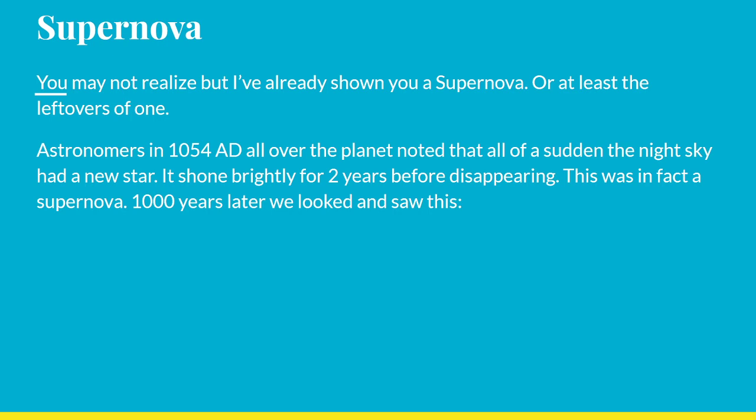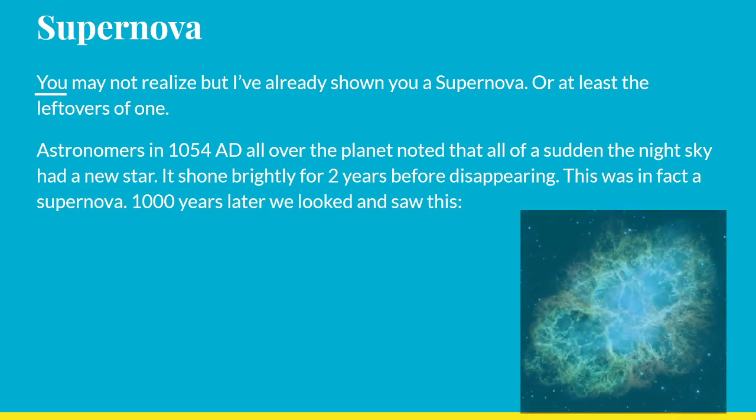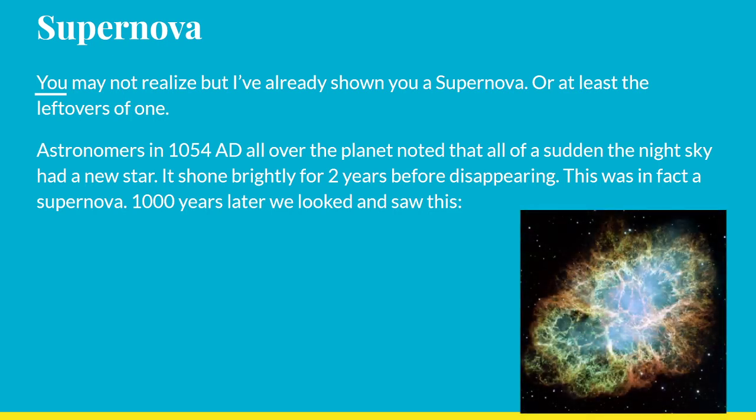We've documented this ourselves here on Earth. Astronomers, people really all over the world, in 1054 AD, noted a new star in the night sky. A new star that was present for around 2 years before it disappeared. It turns out that this was in fact a supernova because we looked centuries later and we saw this. We saw the Crab Nebula. At the center of the Crab Nebula, a collapsed star.